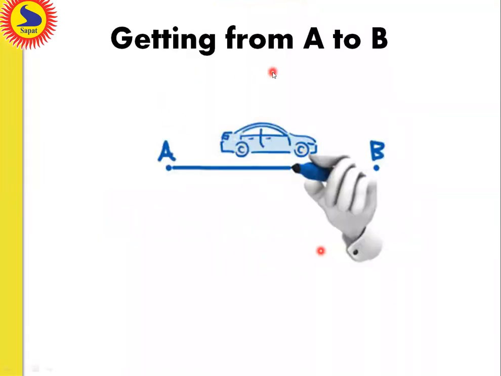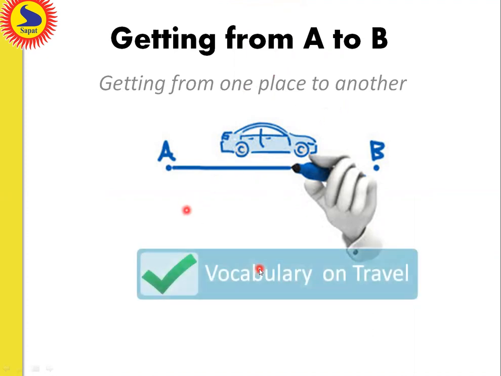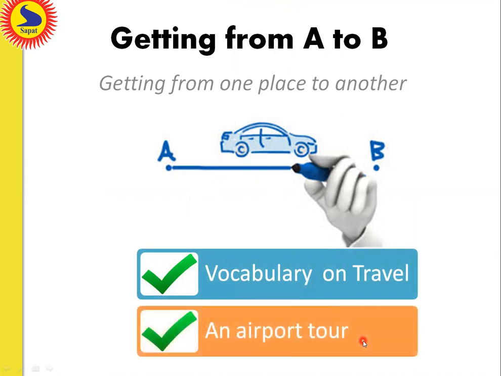Hello dear students, today in this lesson we will start with you unit number 8 and we will talk about getting from A to B. Don't be confused, this is not an algebra lesson. Getting from A to B means getting from one place to another. So we will learn some vocabulary on traveling and we will have an airport tour.